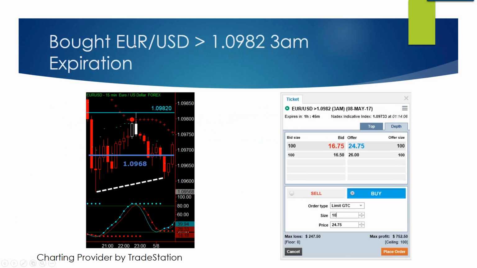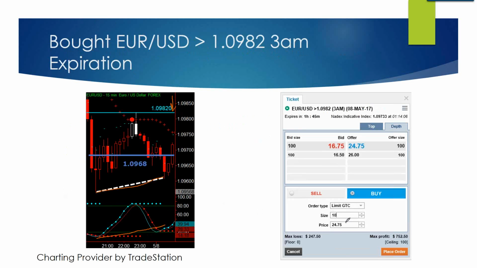Now, this is an example of one that I did, I believe it was on Monday, and I bought the euro dollar strike greater than 1.0982 by 3 a.m. Again, I told you I love counter trend trades. So in this case, you can see that we are making the higher lows here. That's also confirmed by the price bar. I believe that it's going to go up further, and this is my strike. Everybody understand that?